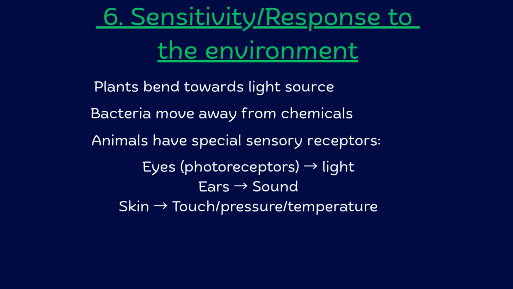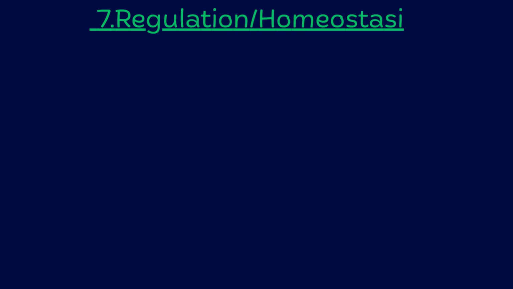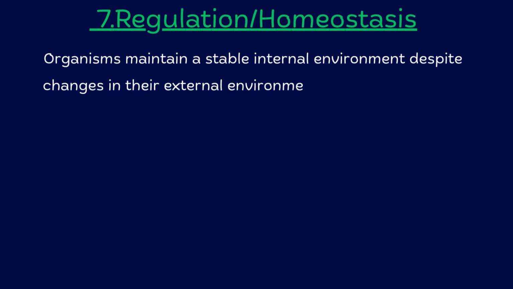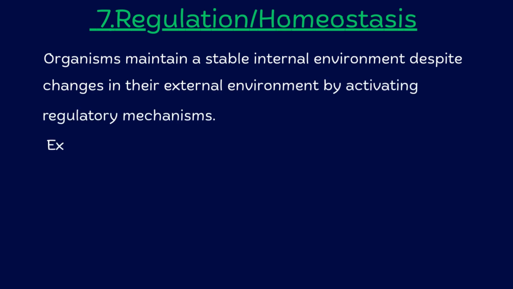Have you ever wondered how your body keeps a stable internal environment, even when the world around you changes? This ability is called homeostasis, a key property of life. Homeostasis is when organisms maintain balance inside their bodies, such as temperature, water levels, or pH, despite changes in the outside environment. To do this, living things activate regulatory mechanisms. For example, humans use thermoregulation to control body temperature.